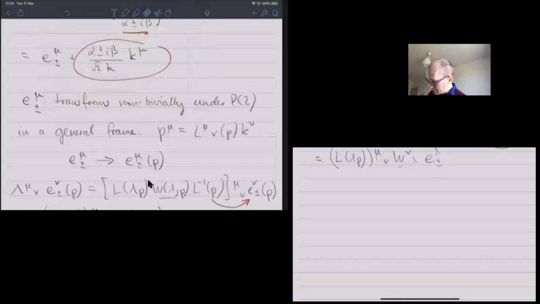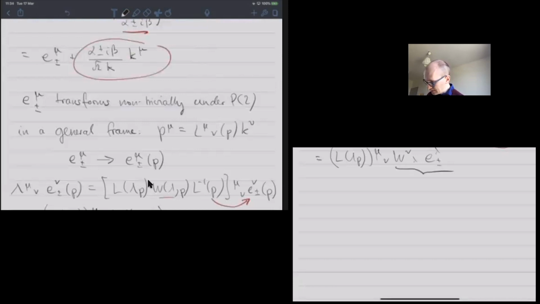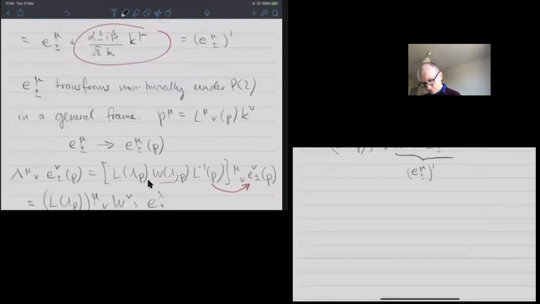But we know something already, because we just worked out what at least the S part of this W thing gave us. So that's our E mu plus or minus prime. I'm starting to have a lot of symbols. So what we want is we just act with L of lambda p mu nu onto the E mu plus or minus prime. Excuse me, I had the wrong index here. And so this gives us the E plus or minus I theta.